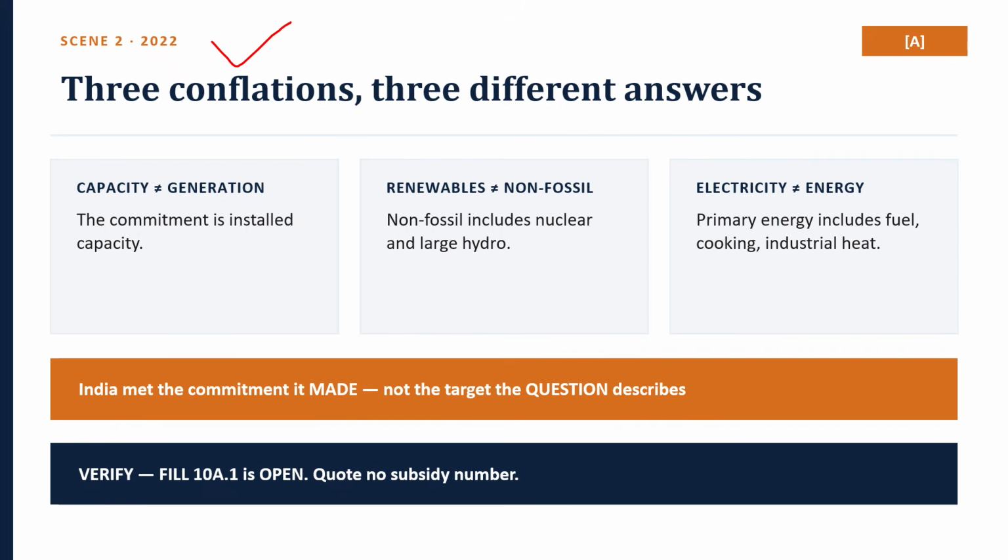That question contains three separate conflations, and unpicking them is worthwhile. Conflation 1: capacity is not generation. India's commitment is expressed in installed capacity. Electricity delivered is a different quantity. Conflation 2: renewables are not non-fossils. Non-fossil includes nuclear and large hydro. Renewables excluding large hydro is a third, smaller number. Conflation 3: electricity is not energy. India's energy needs include cooking, transport, fuel and industrial heat. Electricity is a part of primary energy, not the whole of it.